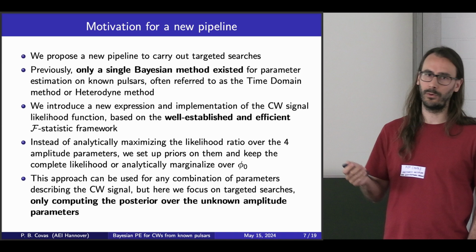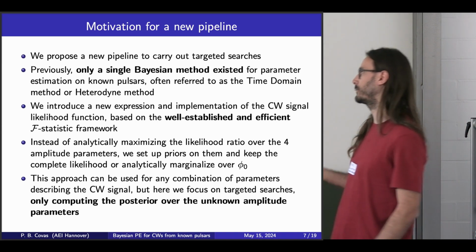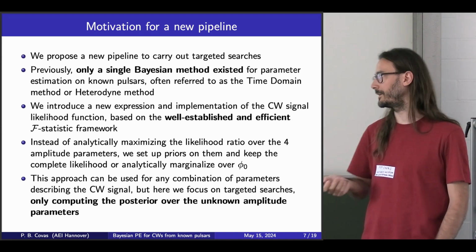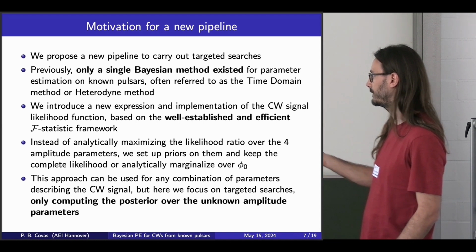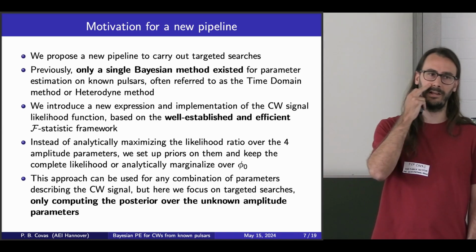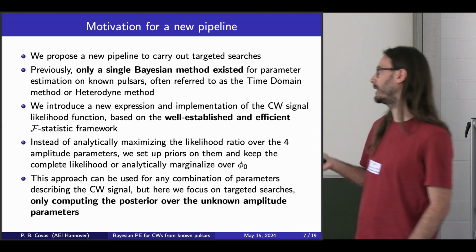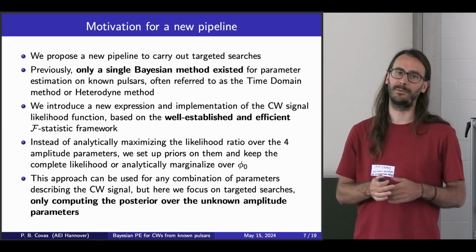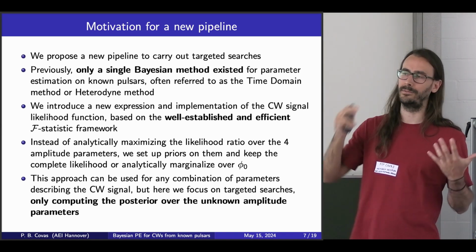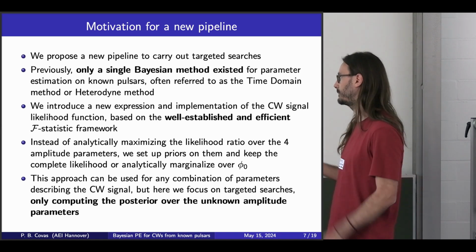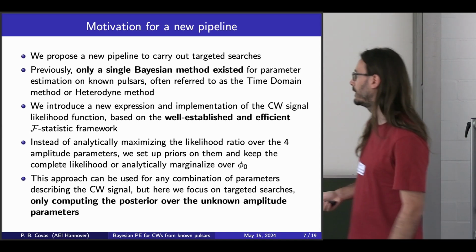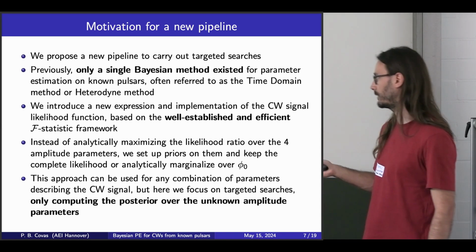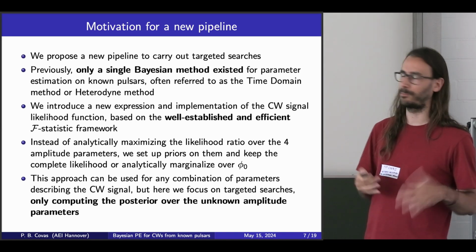Besides this likelihood over the 4 unknown amplitude parameters, we also propose a new likelihood where the initial unknown phase, phi 0, has been analytically marginalized, so only 3 amplitude parameters remain. This helps us overcome some degeneracies that exist between phi 0 and the polarization angle of the signal.